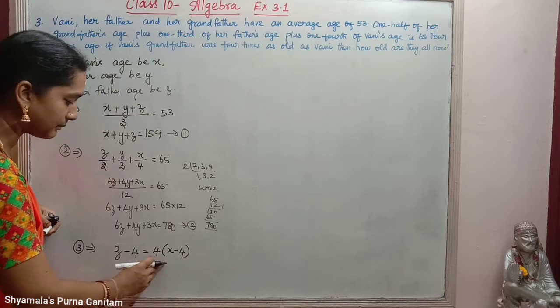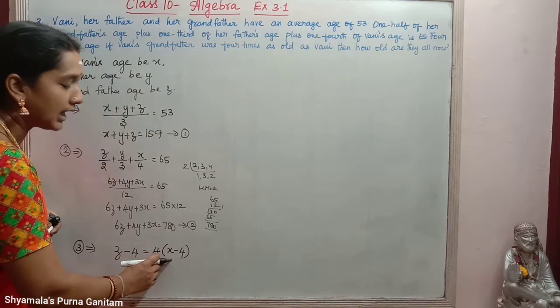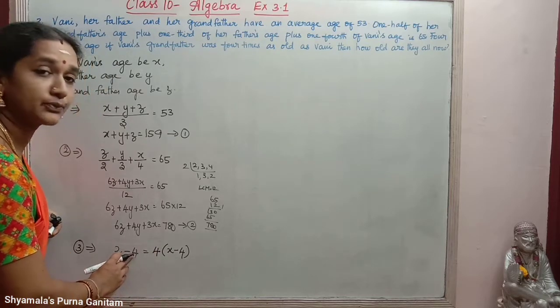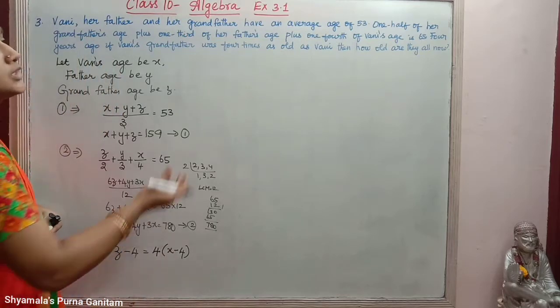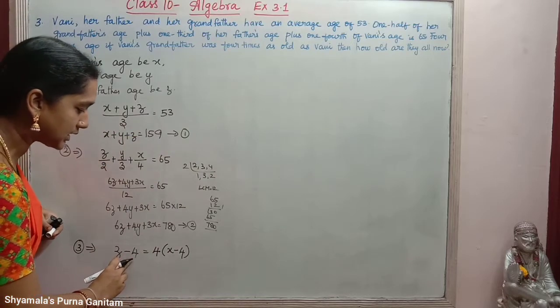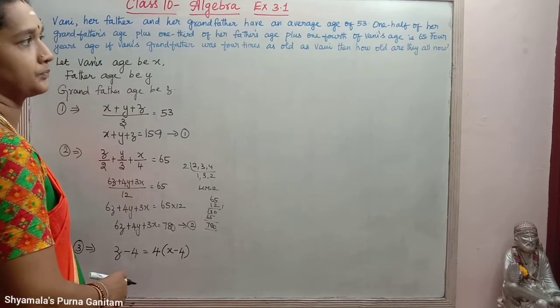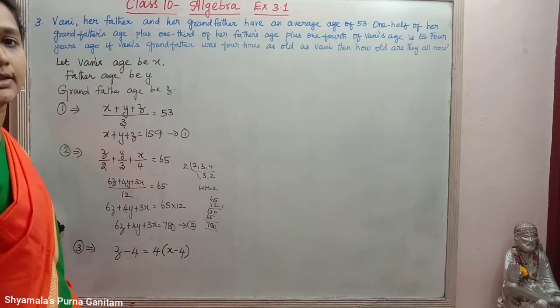So here they are comparing grandfather and Vani. Grandfather's age is Z and Vani's age is X. Four years ago, it was Z minus 4 and X minus 4. The grandfather was 4 times as old as Vani, so Z minus 4 is equal to 4 into X minus 4.